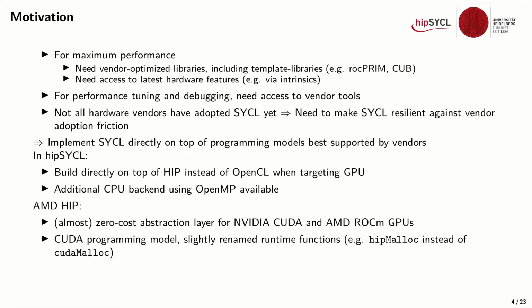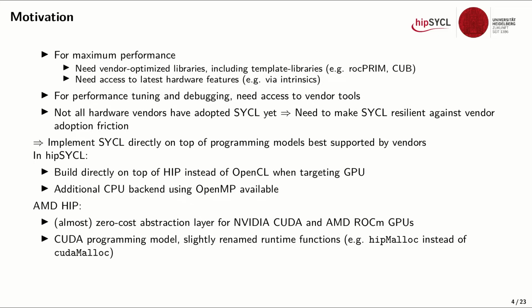So let's now talk a bit about the motivation behind the project. So imagine you want to really optimize your code. You want to get the most out of your hardware. In this case, you may want to employ vendor optimized libraries, for example, template libraries like rocPRIM or CUDA. You may want to use the latest hardware features. You may want to use those tensor cores of your NVIDIA GPU, or you may want to use the latest intrinsic.